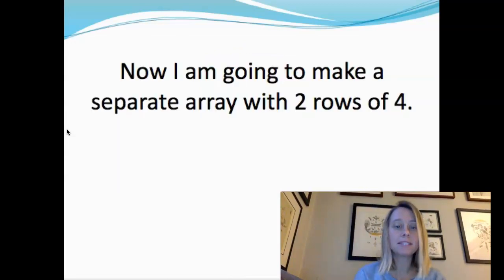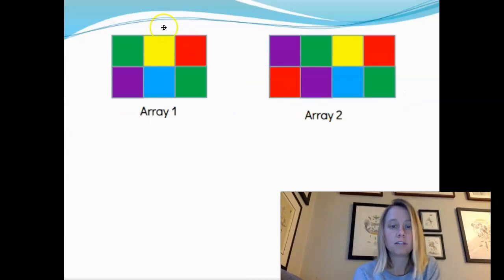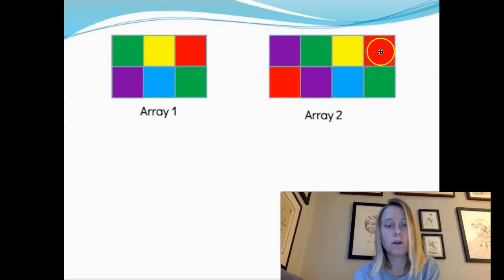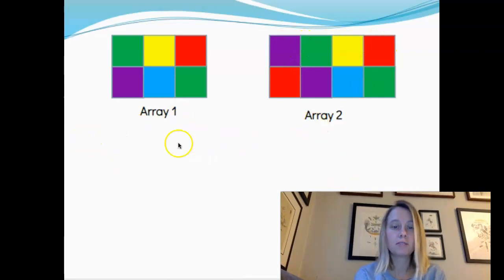Okay, now I'm going to make a separate array with 2 rows of 4. Okay, so if you want to build your own, go for it. Otherwise, let's move on. Here's our first array with 2 rows of 3. Our second array had 2 rows of 4, so 1 row, 2 rows. Each one has 1, 2, 3, 4. So these are the first 2 arrays we're going to be looking at. 2 rows of 3 and 2 rows of 4.